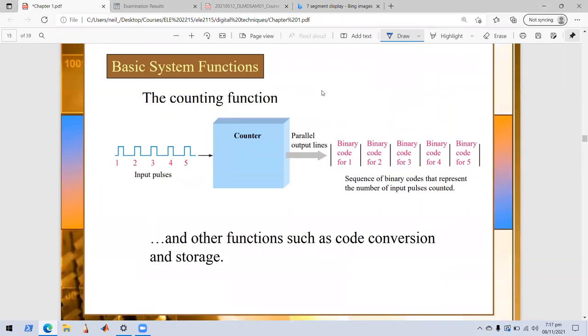So far we learned comparators. We learned adders. Well, we didn't learn them, we learned about them. We learned encoders, decoders, multiplexers, demultiplexers. And now another one, which is the counter. The counter is very simple. What it does is it counts the number of pulses coming in.